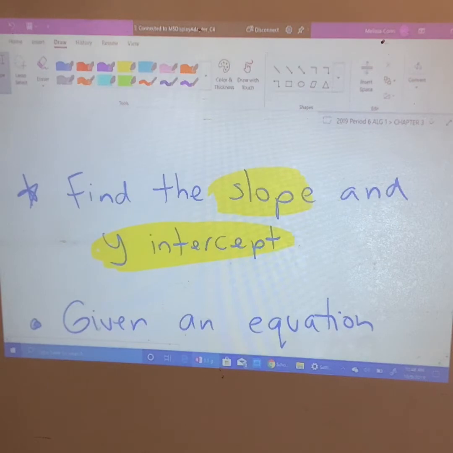Okay, so let's see here. Let's add on the y-intercept. Now the slope and the y-intercept go together. Once you know both of those, we can write the equation of a line. But right now we're just going to identify which is the slope and which is the y-intercept. I'm just going to give you an equation, and you're going to identify those two points.